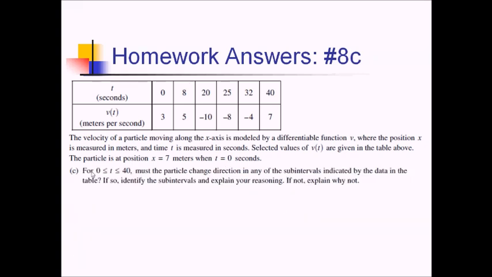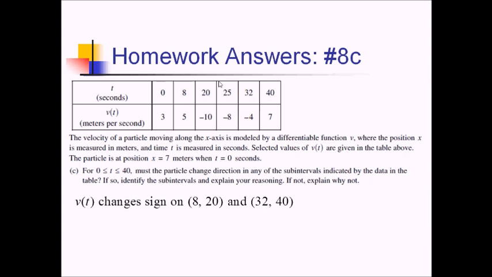On this problem, for 0 to 40, must the particle change direction in any of the subintervals indicated by the table? So identify the subinterval and the reasoning. So when we're asking for a change in direction in the particle, we're asking where the velocity changes sign. And we can clearly see, just looking at these numbers here, our velocity is going to change sign somewhere in the interval of 8 to 20, and also, if you look further down, the interval from 32 to 40.